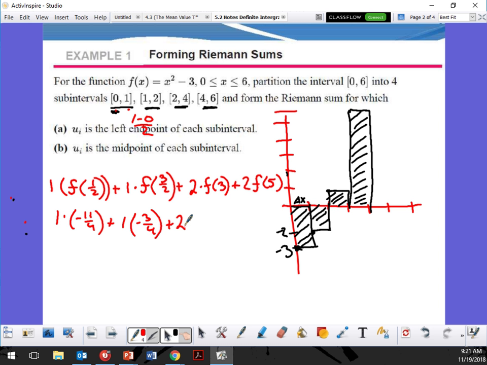Plus 2 times, that one's going to give me 9 minus times 6, and then plus 2 times 25 minus 3, 22. Oh, 22, dang it. All right? 25 minus 3?